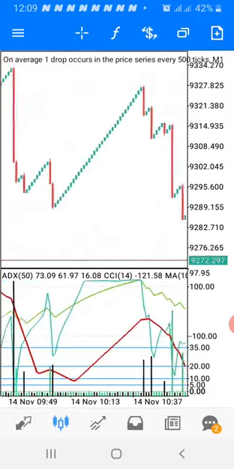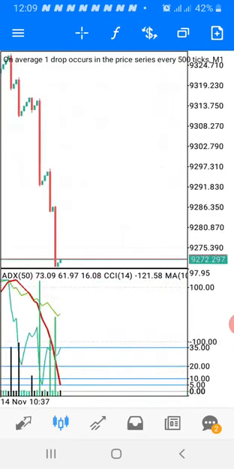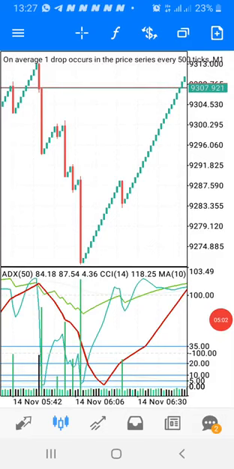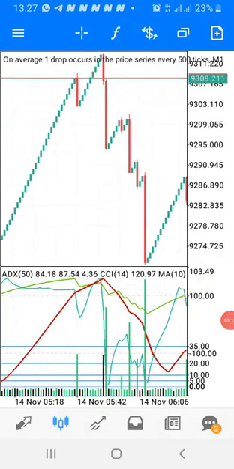So the indicator is ready. So guys, this is how this indicator works. So what you need to do is to watch out for this red moving average.